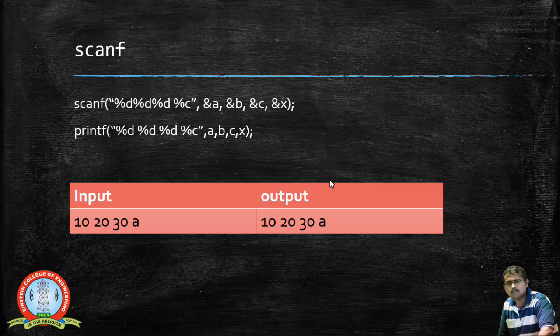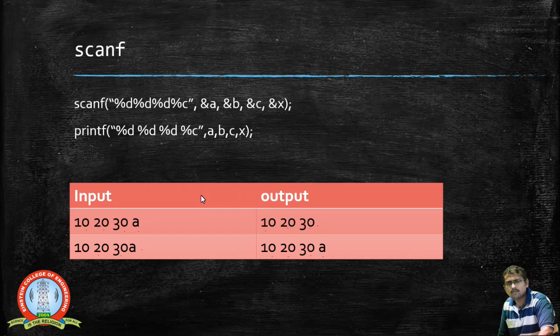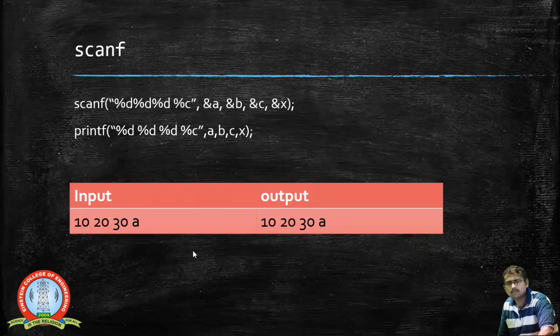Now this is the format. Suppose I just want to give A, then as I said, you should give it as 30 without a space, then you will get the output A like this. Or else what you can do here is use percentage d, percentage d, percentage d, 3 percentage d without any spaces, and you can leave a space here.